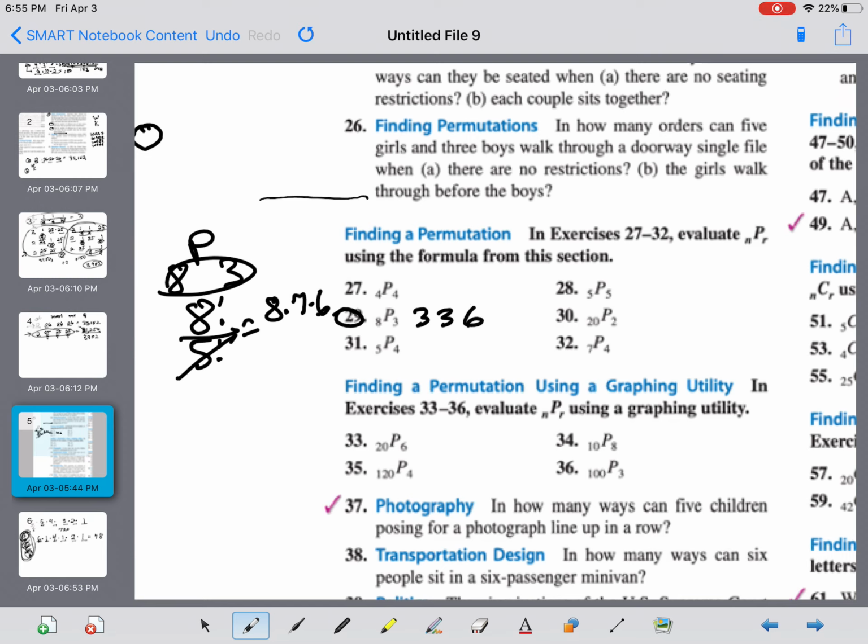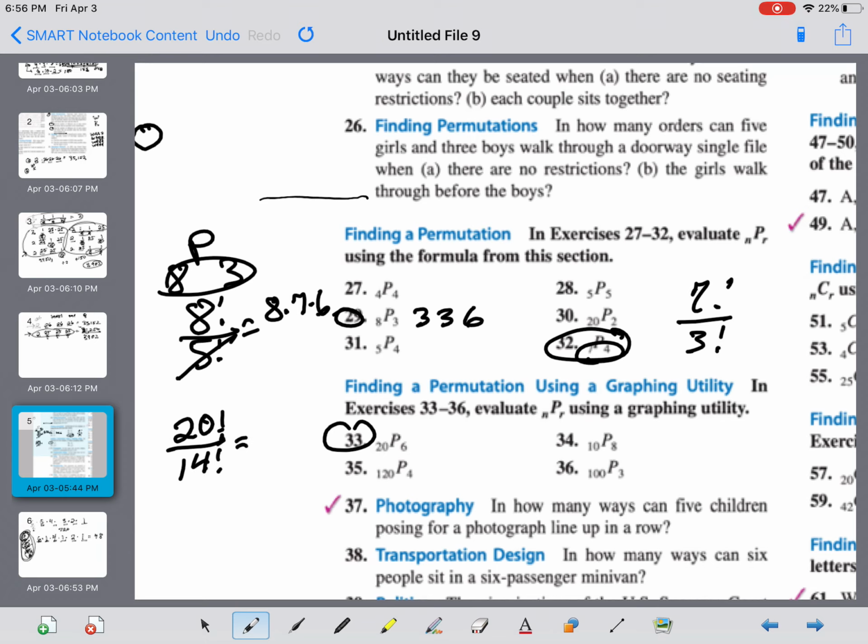If we practiced another one like this one, this would be 7 factorial over 7 minus 4, 3 factorial, and then you would work that out. All right, so that was 29. 33 is next. This is a P(20,6). It's a permutation. So you have 20 factorial over 20 minus 6, which is 14 factorial.